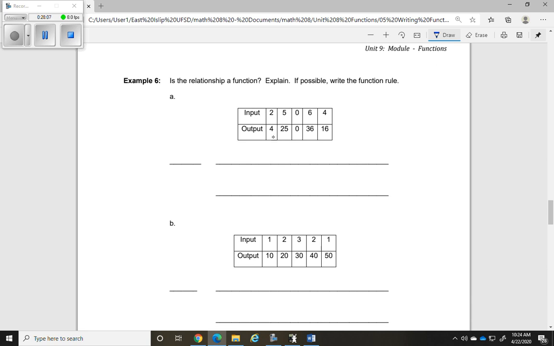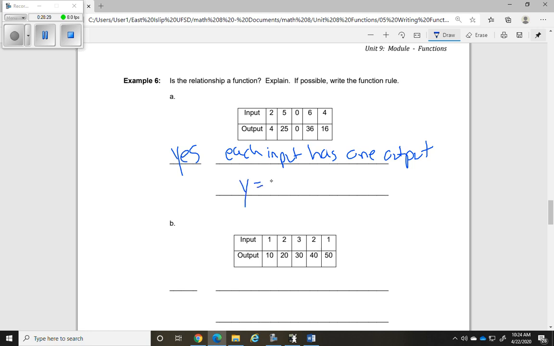Is this a function? Does each input have one output? The answer is yes. Can you use your common sense on this one? This one's not linear, but I could see that if I square the x, I get the y value. 2 squared, 2 times 2 is 4. 5 squared, 5 times 5 is 25. 6 squared is 36. 4 squared is 16.